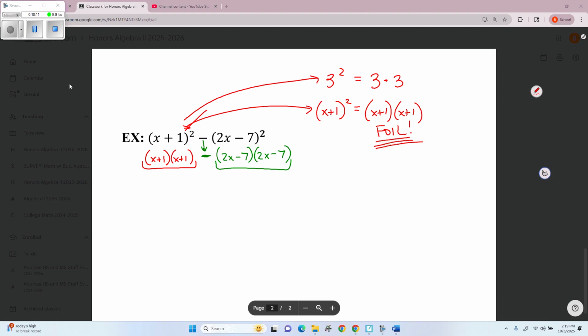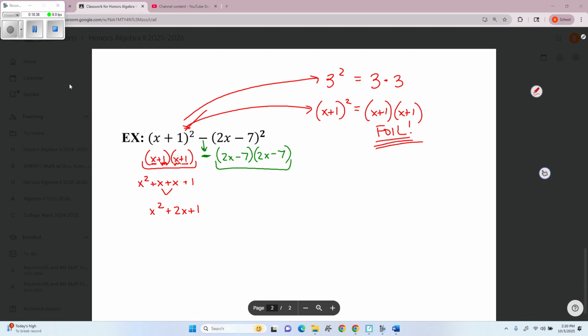Let's FOIL the red first. X times x is x squared. Outside terms would give us a plus 1x. Inside terms would give us another plus 1x. 1 times 1 is not 2, friends. It is still 1. So then combining our inside and outside, this becomes x squared plus 2x plus 1.